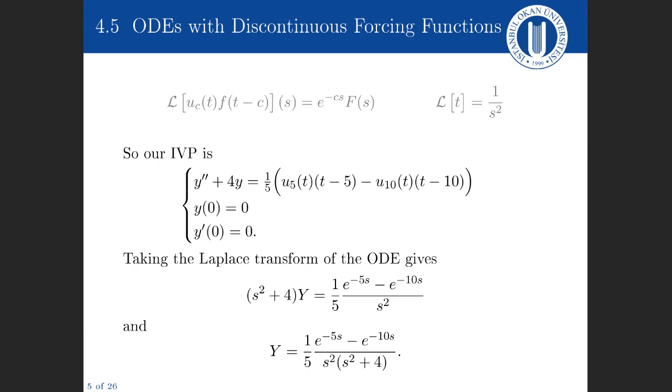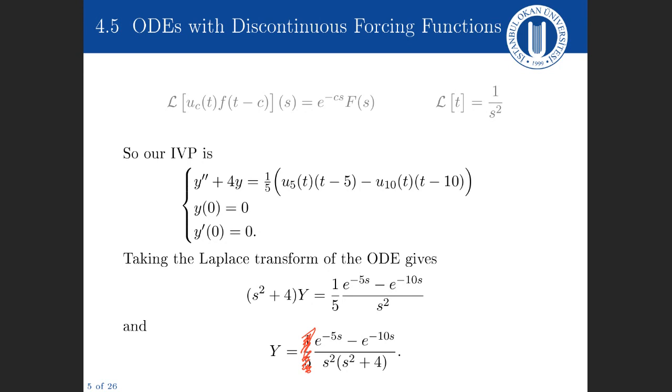How do we do this? This looks like a complicated function, but we can break it apart into smaller steps. First of all, there's a 1 over 5 at the front. We don't need to worry about this. The inverse Laplace transform is a linear operator, so we can put the 1 over 5 in later. Let's forget about that for the time being.